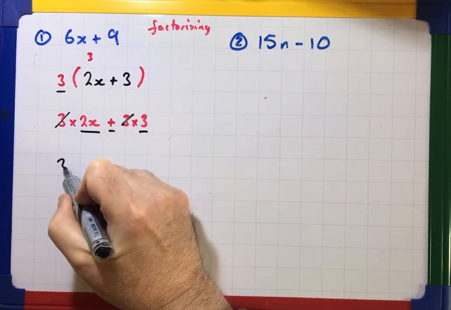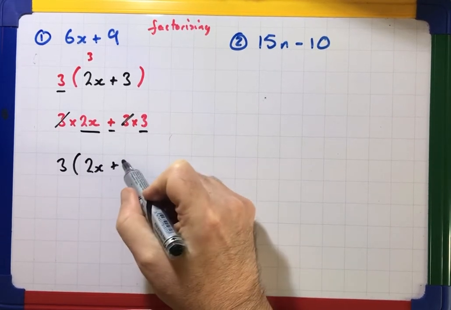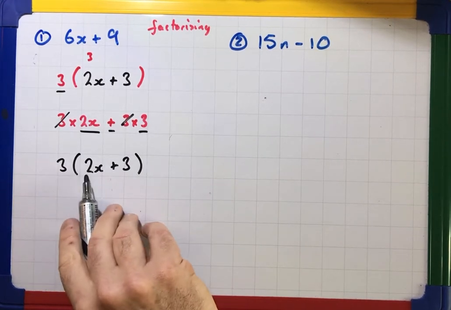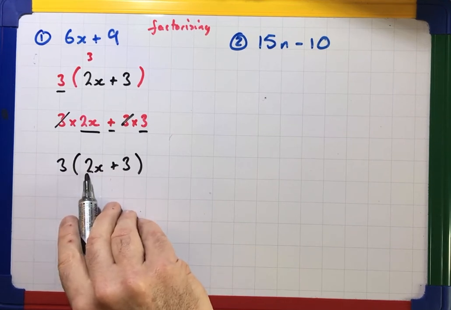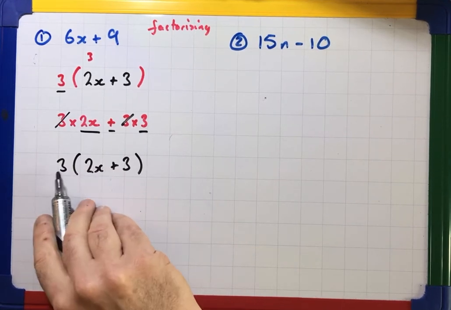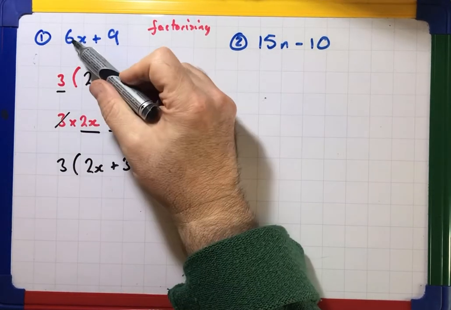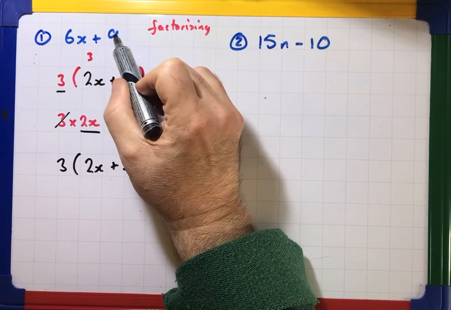So our actual answer there, without any of the scribblings around it, is 3 times 2x plus 3. And if you remember from multiplying out brackets, we can always check it. 3 times 2 is 6, so that's 6x, plus 3 times 3 is 9. But we're looking for the biggest number that will go into both 6 and 9.